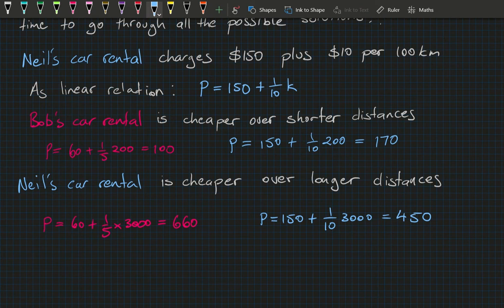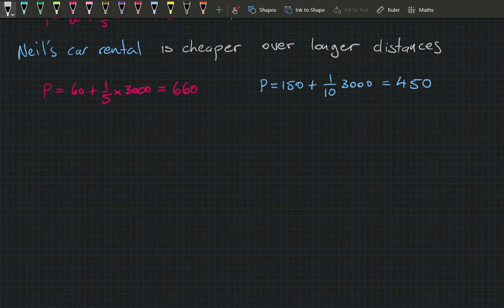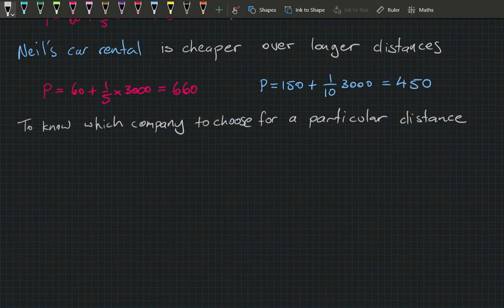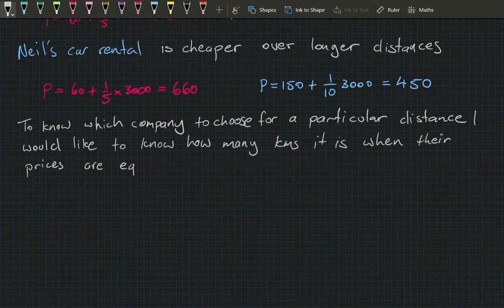However, sometimes I do return trips to Victorian country towns, and that can be anywhere between 300 and 1,200 kilometres. Obviously, Bob's company is cheaper for the shorter trips and Neil's is better for the longer trips. It gets confusing to decide which company to choose sometimes. So what I'd like to do is find out how many kilometres of travel it is for the companies to charge the same price. In other words, when are K and P the same in both equations? That way I can make up my mind which company to use by knowing the distance. If I need to travel more than this equal price distance, I will use Neil's company, and if it's less, I'll use Bob's company.